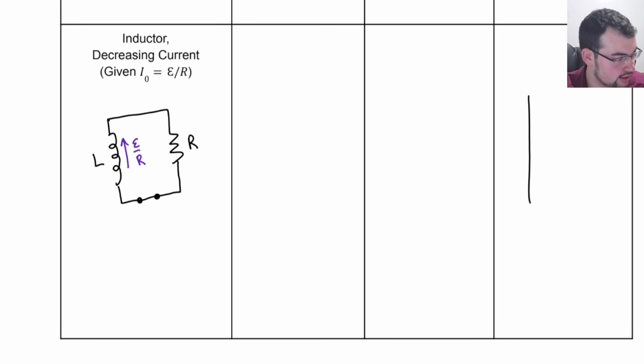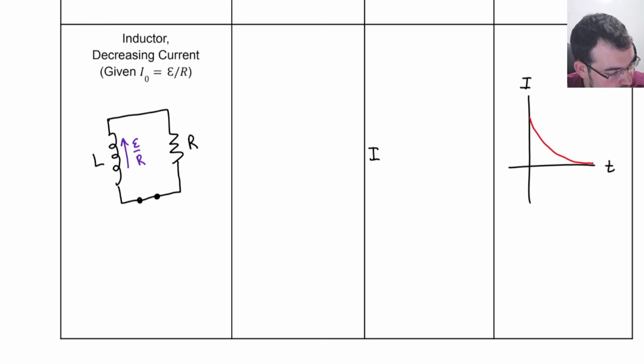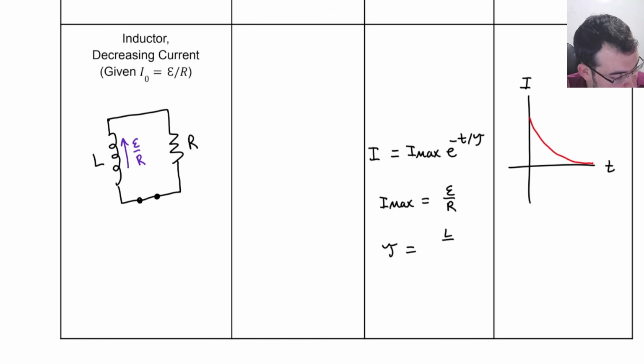There are only two circuit graphs you can reasonably get in E&M. I guess there's a third: if you have inductors and capacitors, you get sinusoids. But it's either a decay graph or an approach graph, and this would be a decay graph. So we already know what models this. This would just be modeled by I max e to the negative t over tau, with I max being the initial current, E over R, and tau being the usual L over R, as long as we're taking R to be R_EQ.